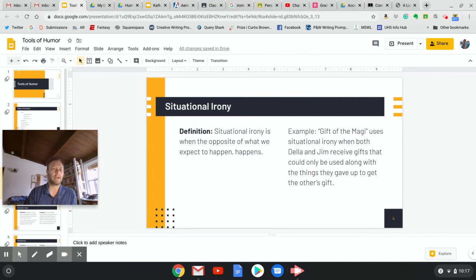Now, let's take a look here. There are three different kinds of irony. First is situational irony, and that's just when a situation is ironic. So when the opposite of what we expect to happen happens. So last week you read The Gift of the Magi, and that was a good example of situational irony. When you've got Della and Jim, they each receive gifts that they could only use if they still had the thing that they gave up to get the gifts they gave the other one. So you got this humorous, ironical situation.